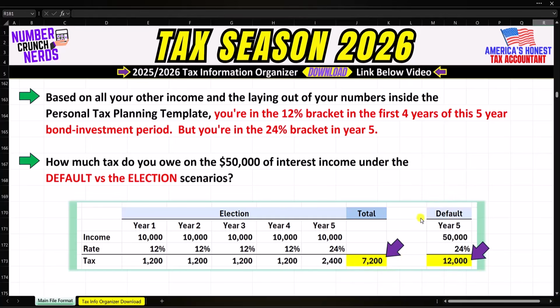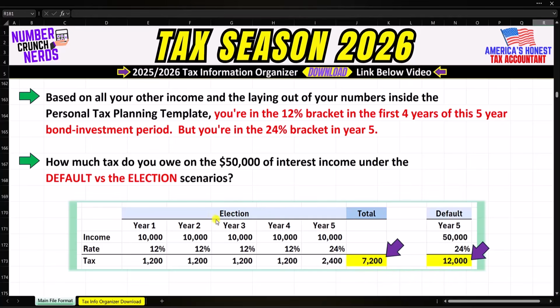On the other hand, if you stick with the default method and defer the recognition of all the interest income to year 5 on this bond discount situation, then you're going to pick up the full $50,000 of interest income in this single year. It's going to be subject to the 24% marginal bracket because that's what we've determined you were going to be in that year. Therefore, the grand total tax paid on that $50,000 of income is $12,000. The difference right here between these two is about $5,000.